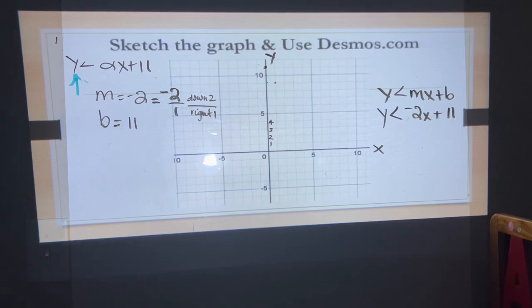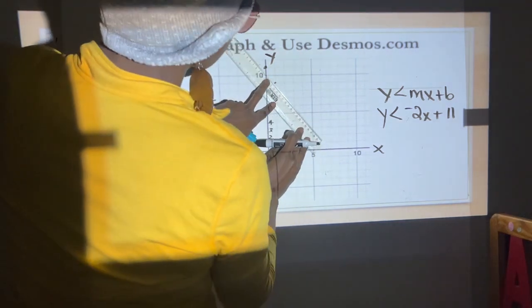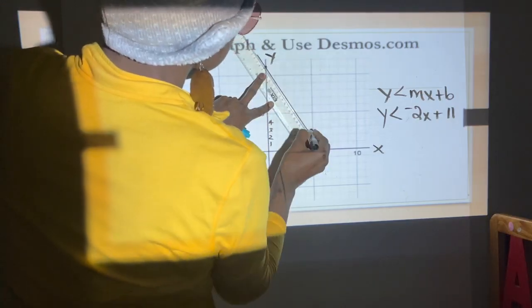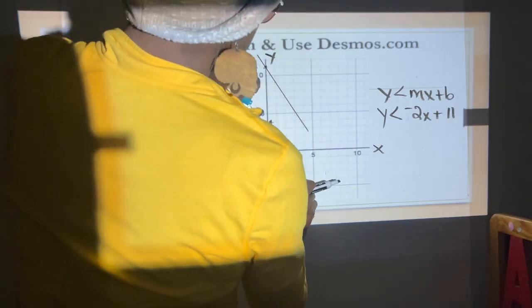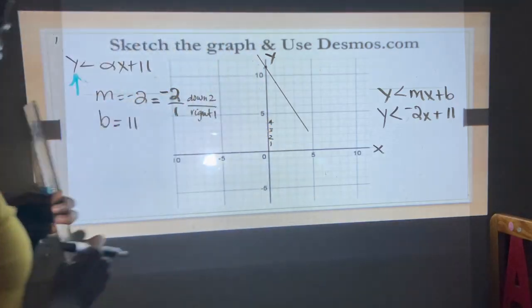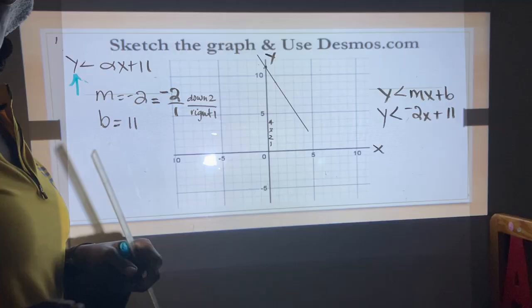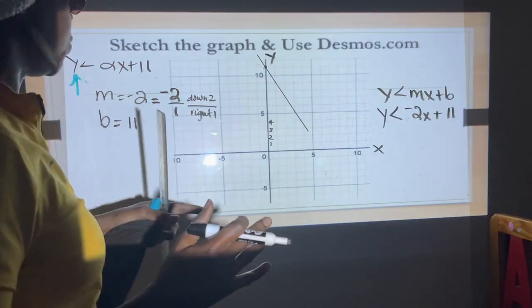Okay, once you do that, connect the dots. You don't have to do more than 2 points unless you really want to, especially if you have to sketch the line by hand. And in most cases, you all won't have to do it by hand. I just need you to have a concept of what's going on.